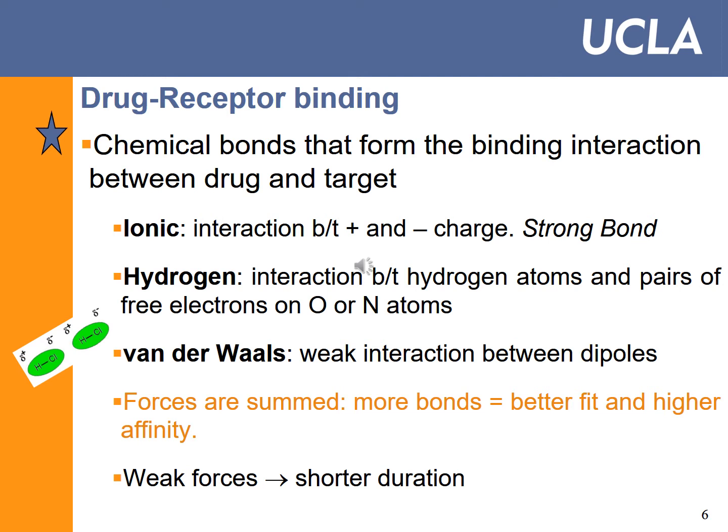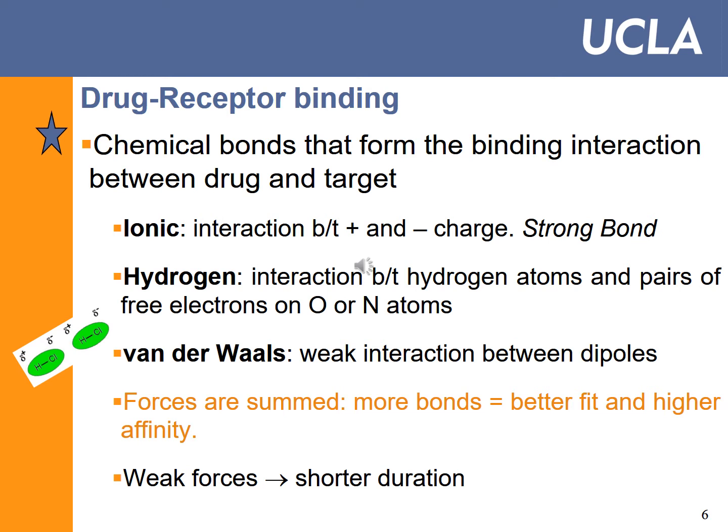So how does the drug interact with a receptor? It interacts through chemical bonds, because we saw that a drug, most of the time, is a chemical, an organic compound, and the targets are proteins, so they interact by forming binding interactions between the drug and its target. There are different types of bonds. You have ionic ones, an interaction between a negative and a positive charge, so they're really strong bonds. Then you have the hydrogen type of binding, an interaction between hydrogen atoms and a pair of free electrons on an oxygen or a nitrogen atom.